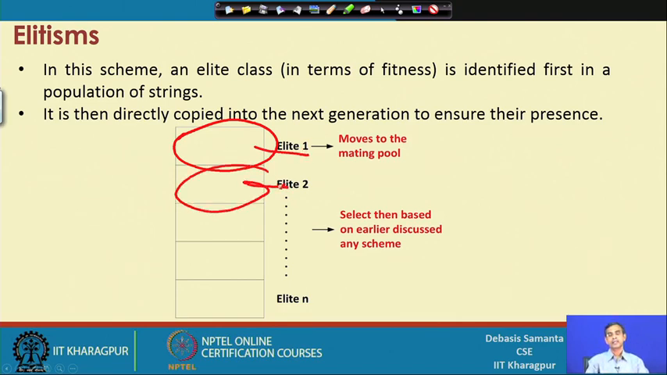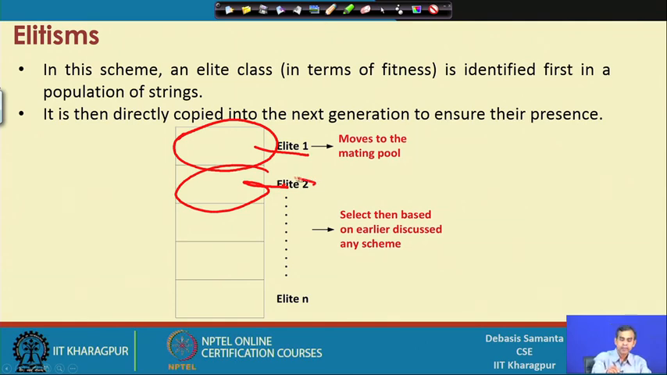In other words, the individuals which belong to elite 1 are highly fit individuals. So, the strategy according to elitism is that we move all the individuals which belong to elite 1 to the mating pool. Then we select the remaining ones in order to make the size of the mating pool NP.